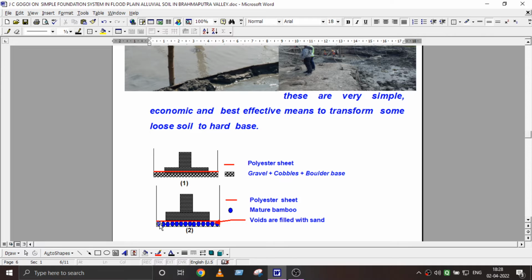They put all this bamboo like a mat, one close to the other, like this, and they put one polyester sheet so that water cannot come upward. It must go this side, and all this void will be filled with sand. The upper portion of this bamboo shall be filled with soil and sand, and the lower portion shall be filled up naturally. Those sands are coming with water.